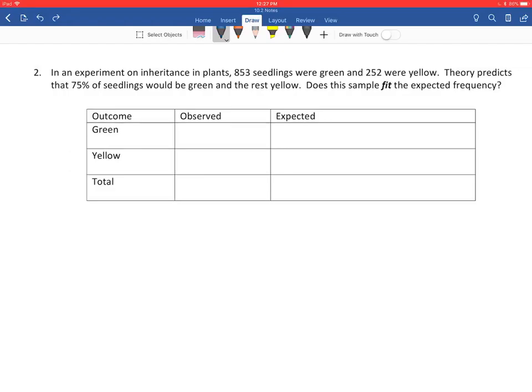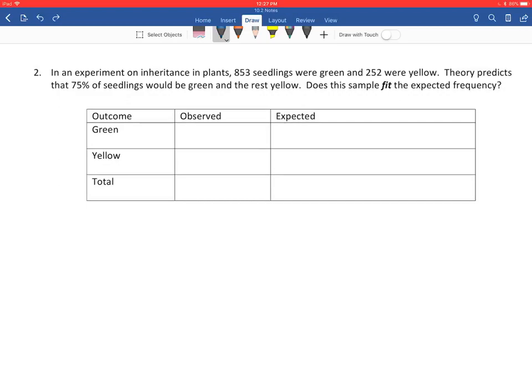Okay, for our second example here, we are performing an experiment on the inheritance of plants. In this experiment, they planted a whole bunch of seedlings. What they found, once the seedlings bloomed, was that 853 of those seedlings were green and 252 of them were yellow. Now, theory about this particular type of seedling predicts that 75% of them should be green and the rest should be yellow. So what we want to test is, does the sample fit the expected frequency?